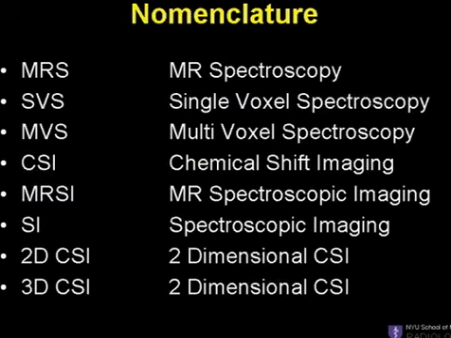This is the nomenclature, and this is all in the CD, so I won't go through that, but there are a lot of abbreviations now, and a lot of them stand for the same thing. So you'll see multivoxel spectroscopy, MVS, is the same as CSI, chemical shift imaging, which is the same as MRSI, MR spectroscopic imaging, which is the same as spectroscopic imaging and 2D CSI. And now there is also 3D, three-dimensional CSI as well.